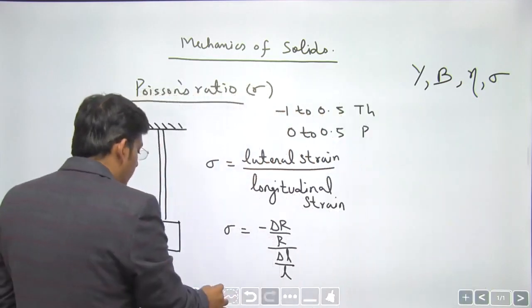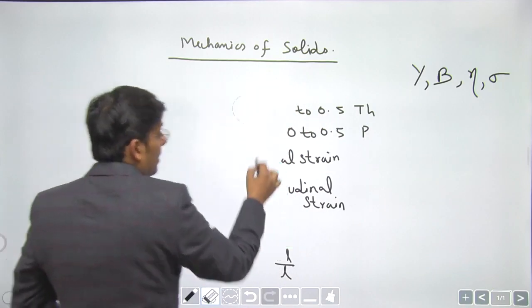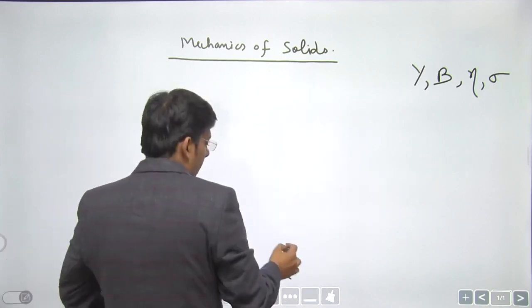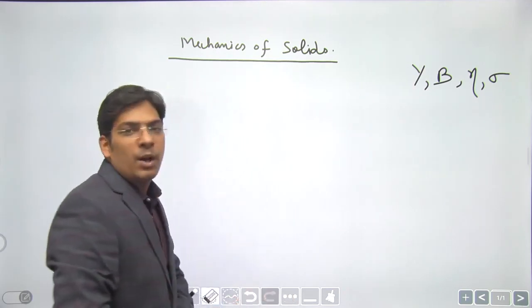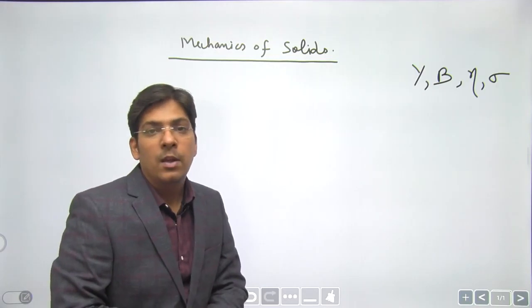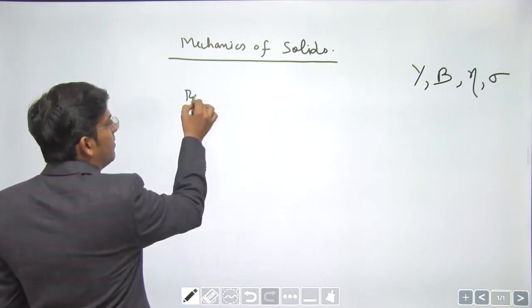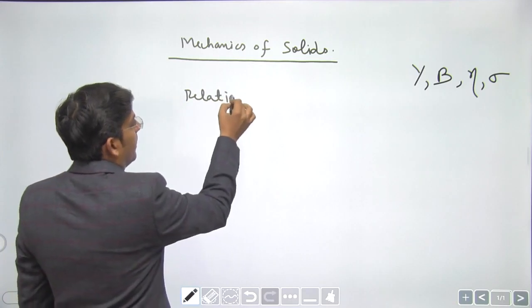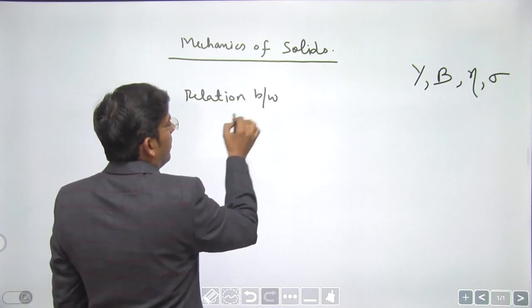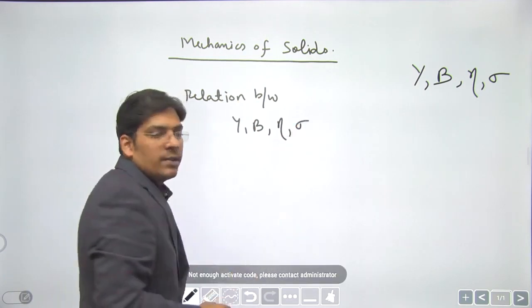So we need to learn some formulas. See, sometimes the bulk modulus is given, Young's modulus is given, and they ask, okay, what is the Poisson's ratio? So we need to know the relation between these variables. This is an important fact-based relation between Young's modulus, bulk modulus, modulus of rigidity, and Poisson's ratio, right?